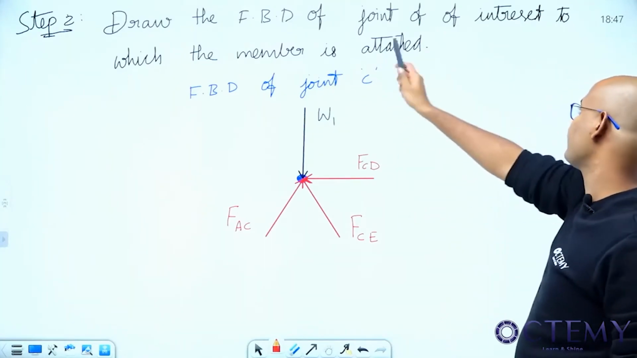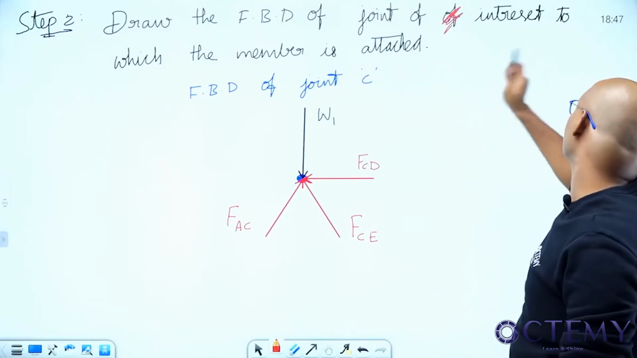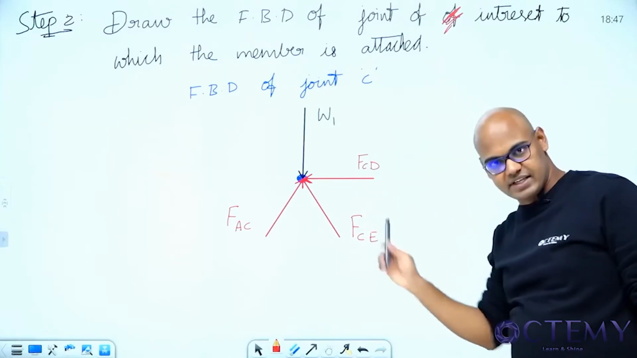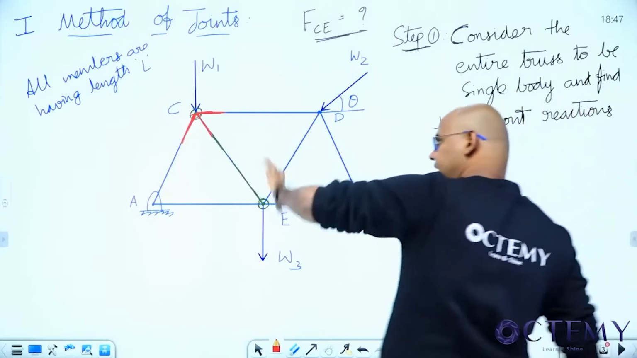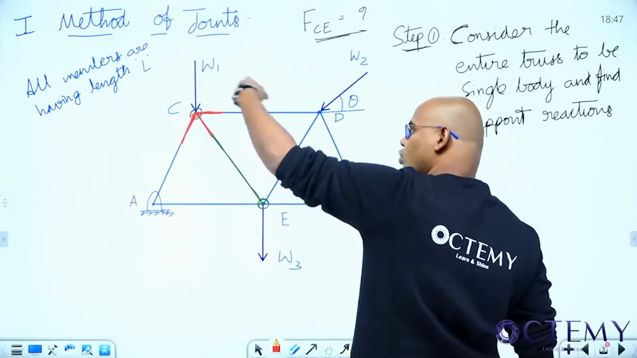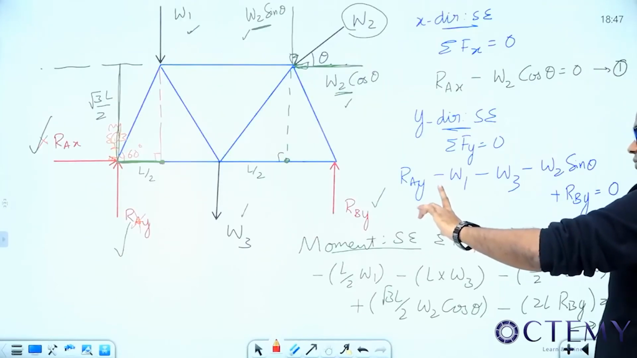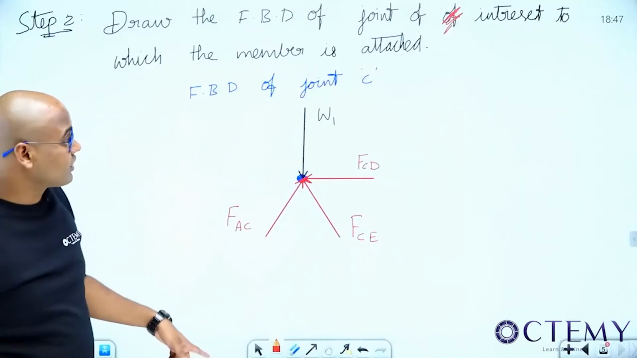Okay, so draw the free body diagram of the joint in the truss to which the member is attached. I want to find the load in the member CE. So CE is attached to either C or E. I have drawn for C, and I got the free body diagram. Now, what is the next target?